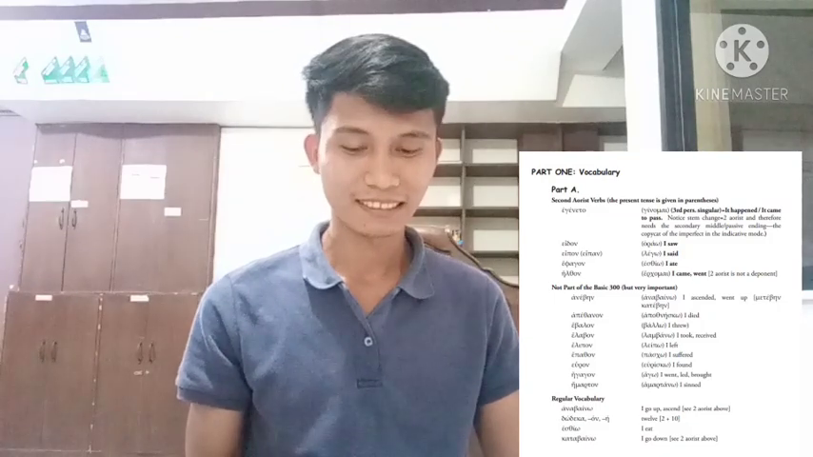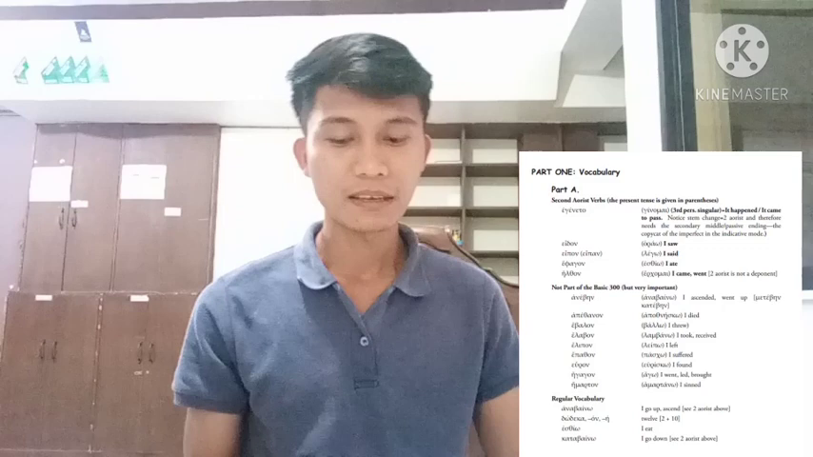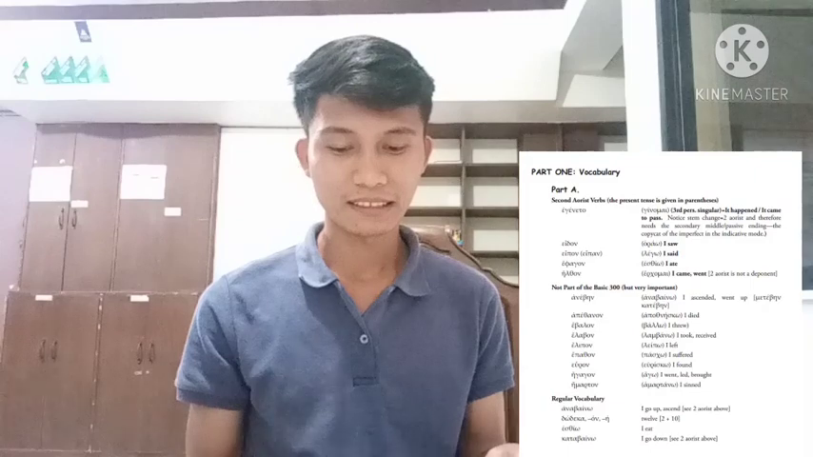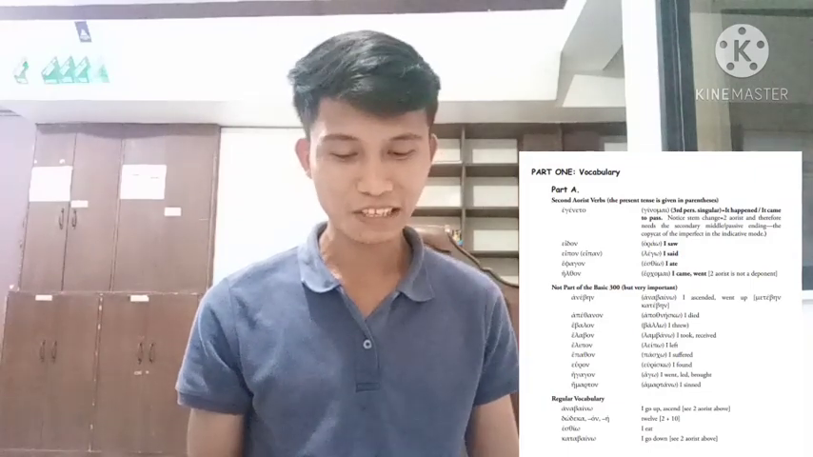The fourth word is ἔφαγον. I ate. The fifth word is ἦλθον. I came. I went. Now let's proceed to the second section. The second section is not part of the basic 300. The first word is ἀνέβην. I ascended. I went up.